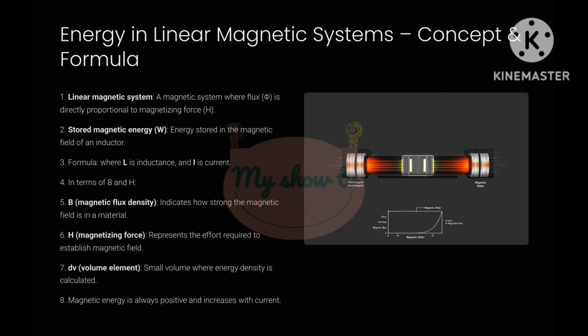Now, whenever a magnetic field is set up, especially in coils or inductors, it stores energy. This stored energy is not lost, it's just kept in the magnetic field and can be returned to the circuit when the current stops. The energy stored in such a linear magnetic field is given by the formula W equals 1/2 multiplied by inductance L multiplied by current I squared. W = 1/2 × L × I².